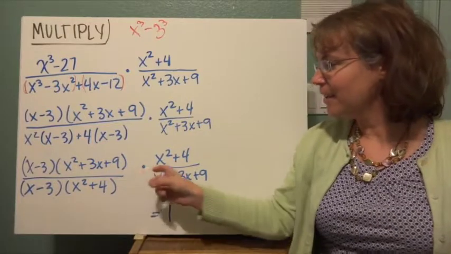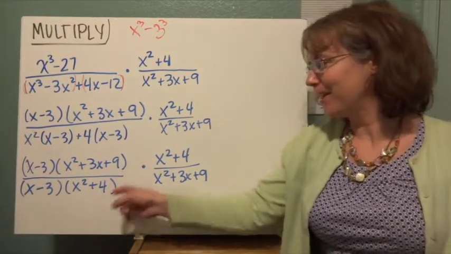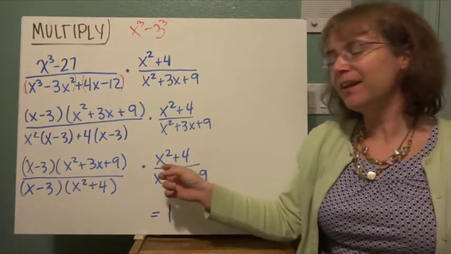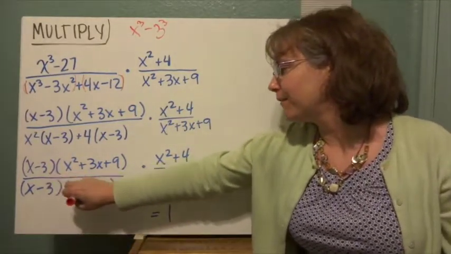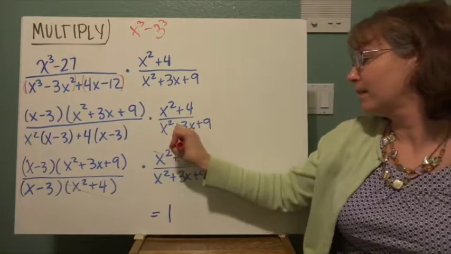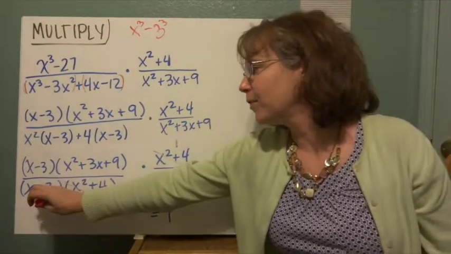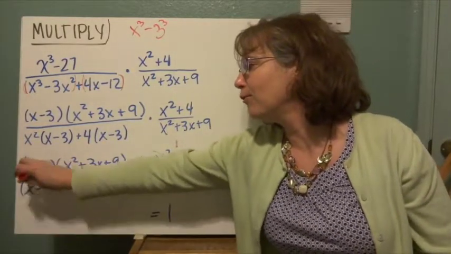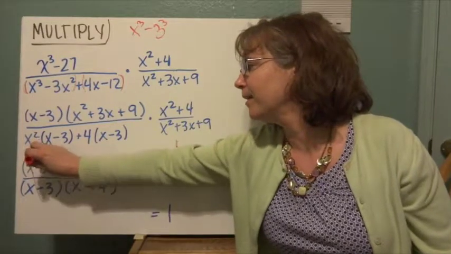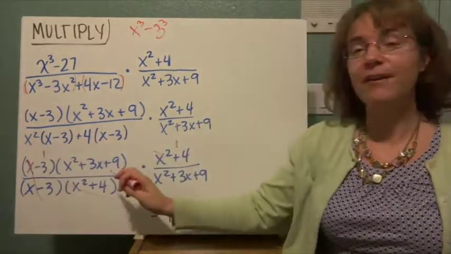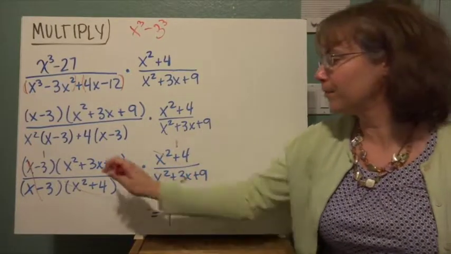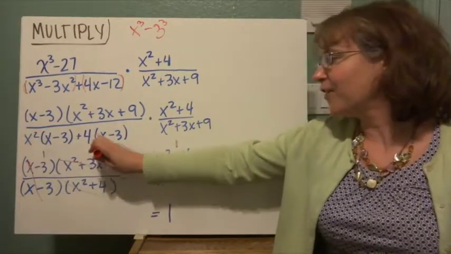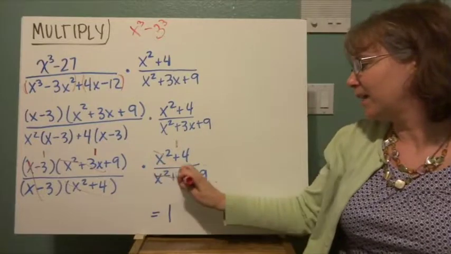Now, it's handy because I see that x squared plus 4 here and an x squared plus 4 here. They're both factors. So I can make a very fancy one here. I'm seeing a very fancy one here too, x minus 3 over x minus 3. That gives me a 1. And then this is also a factor. I have x squared plus 3x plus 9 over x squared plus 3x plus 9. That's also going to give me a 1.